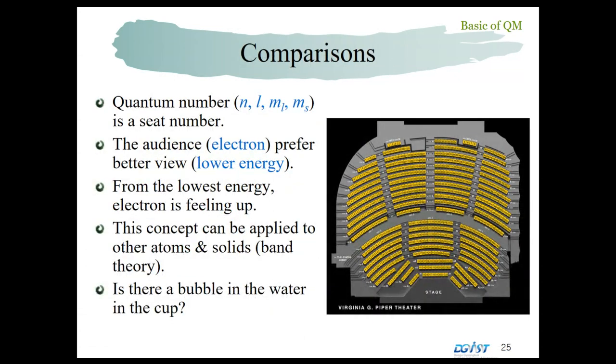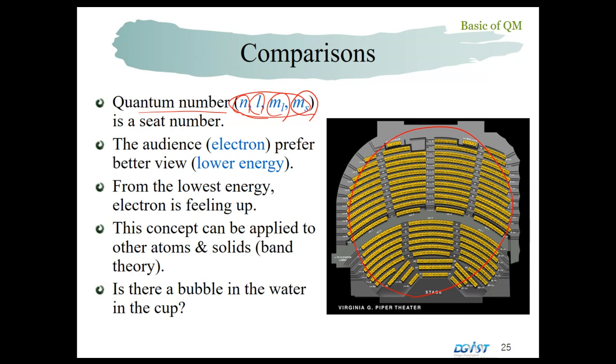So, what's the meaning of the quantum numbers: the principal quantum number, orbital quantum number, magnetic orbital quantum number, spin quantum number? As I say, it's a kind of seat number in a theater. As you see, there is some theater. There are many, many seats, but they all have a number.